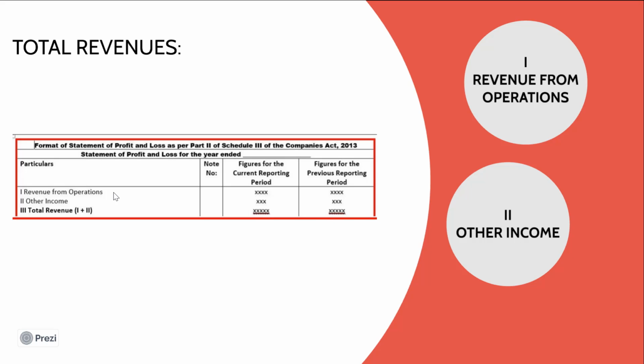Part 1 is revenue from operations, part 2 is other income, and then we arrive at part 3, which is part 1 plus part 2, which is the revenue from operations plus the other income. Now we'll go into these two items, revenue from operations and other income in detail. Let's begin with revenue from operations. Part 1, revenue from operations.